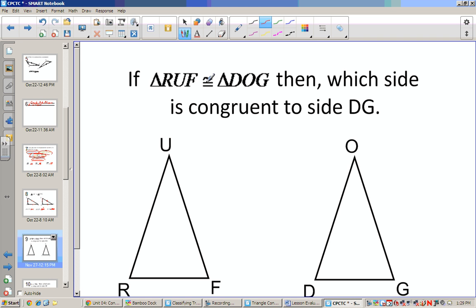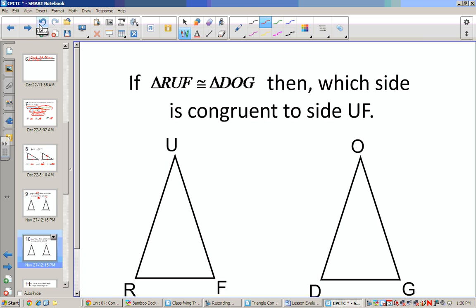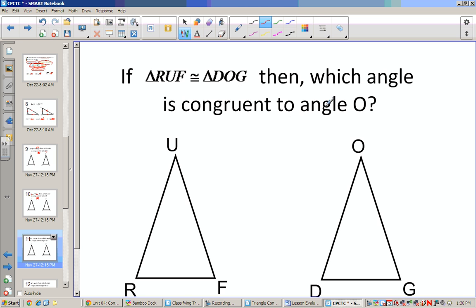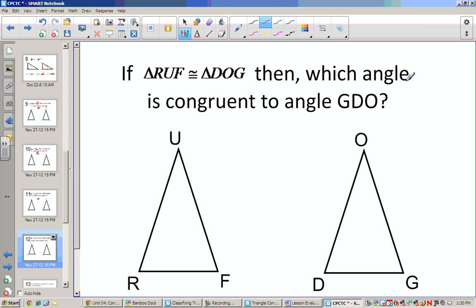Now, if we have these two things being congruent, what's congruent to DG? Well, that's the first and last. So this should be RF. What's congruent to UF? That's the last two letters. So we look over here to the last two letters. That would be OG. If you look at what's congruent to angle O, that's in the middle. So here we'd have to say angle U. What's congruent to the angle DGO? GDO, that'd be angle FRU.